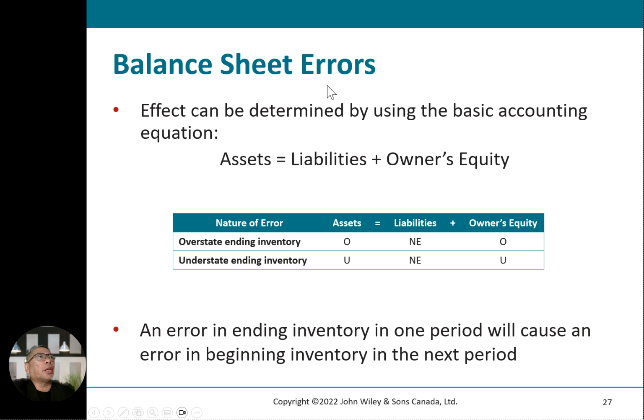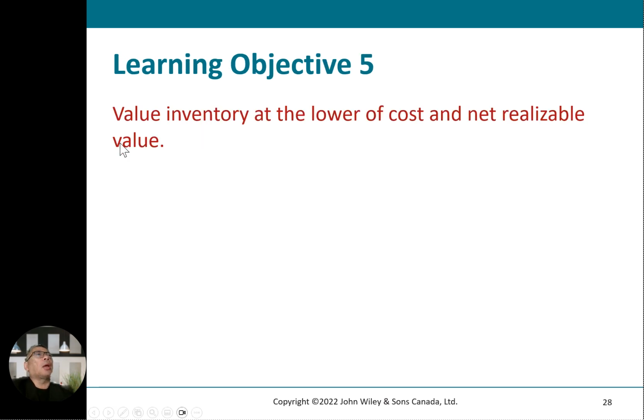All right, let's look at the balance sheet error. Effect that can be determined using balance sheet error. Asset equals liability plus owner's equity. This is the logic. This is your golden standard everywhere you go. Overstate in inventory, O. Understate in inventory, U. Okay, this is what again? Net effect, O, U. An error in inventory in one period will cause an error in the beginning inventory of the next following period.